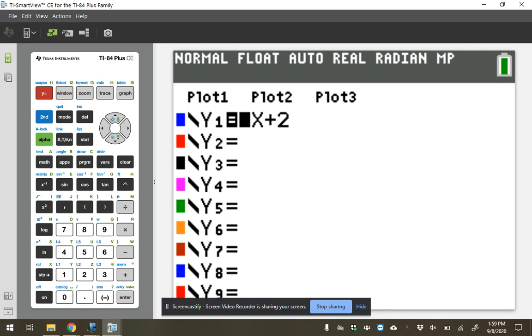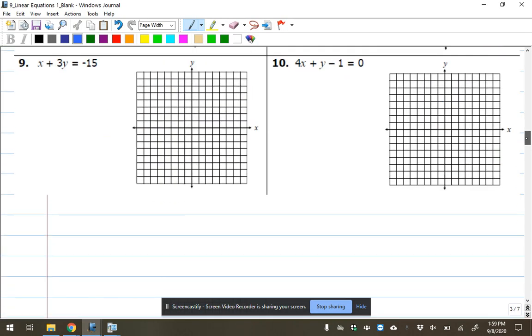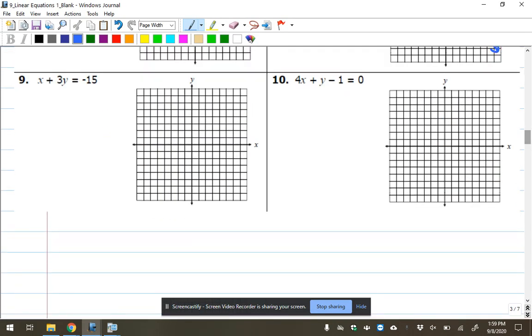What about number 9? What's up with it? It's not in slope-intercept form. It's in standard form, yeah. So how do we get it in slope-intercept form? Subtract x. So we got 3y is equal to negative x minus 15. One more step. Divide everybody by 3. So y is equal to negative 1/3 x minus 5.